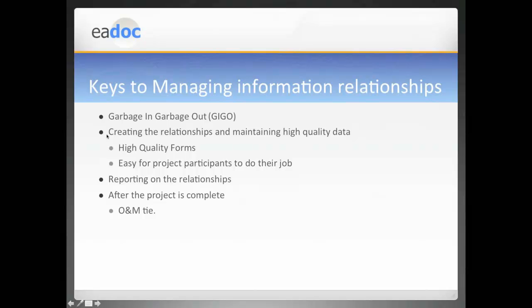Now, some of the keys to managing these information relationships. One thing to keep in mind is garbage in, garbage out. You need to collect high quality data on these systems. You need to make sure that the links are relevant. So it's not just linking everything to everything, because that would provide very low value. You need to make sure that the relationships are maintained and that they're high quality relationships here in the system.